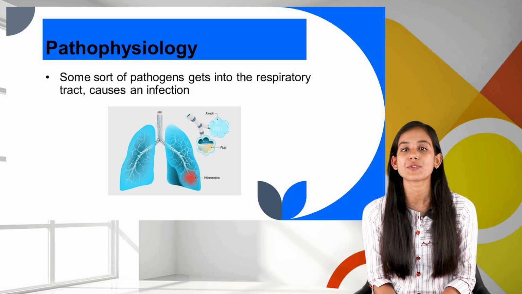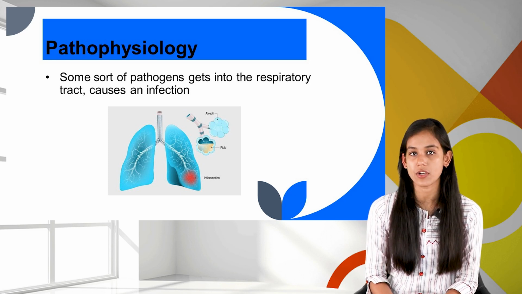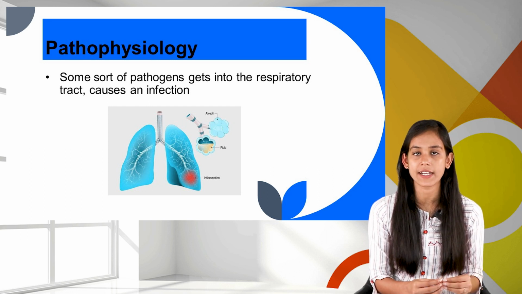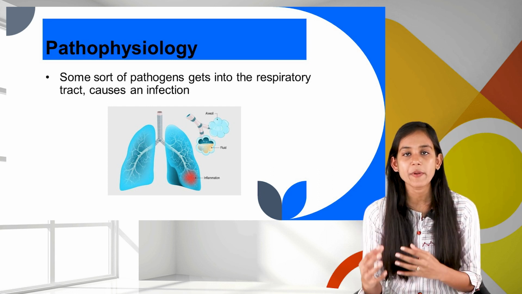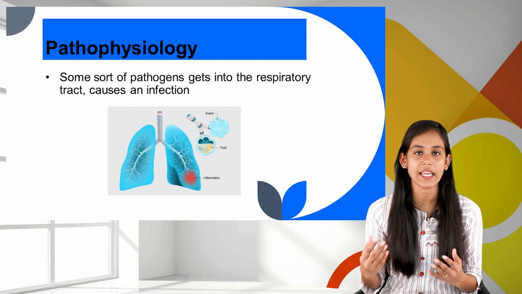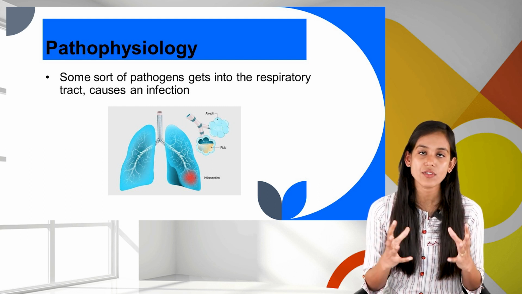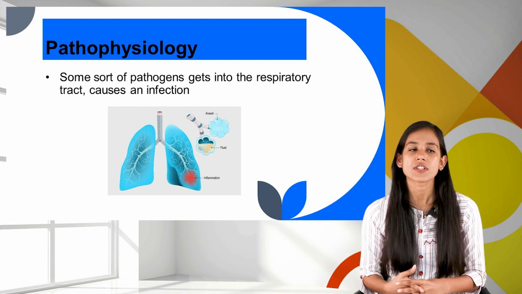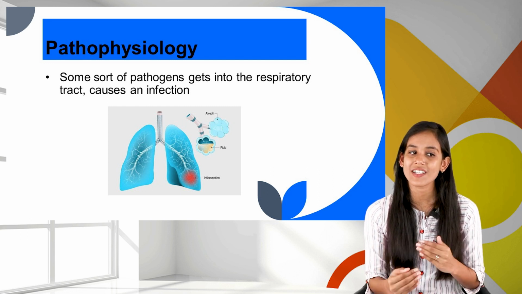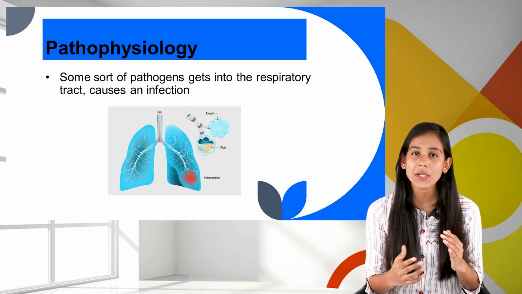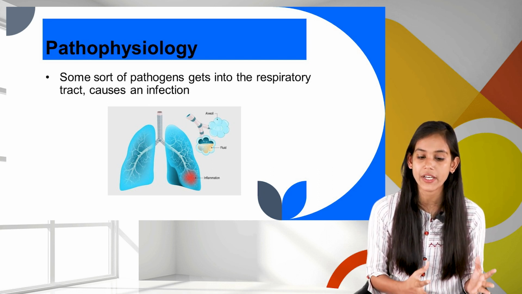Next, let us move on to the pathophysiology of Henoch Schonlein Purpura. We already learned in the definition that there would be deposition of IgA. Immunoglobulin A would get deposited in the small vessels. That means there is somewhere elevated IgA, or an increased level of immunoglobulin A.